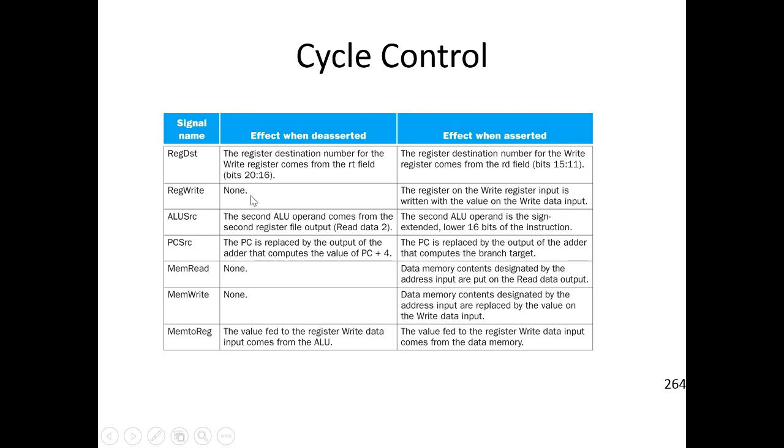All right. So for example, if register write is deasserted, then do nothing for register write. If it's asserted, the register on the write register input is written with the value on the write data input. So like we saw earlier in the register memory, you're going to assert the write wire, and whatever's on the data wire on the next clock cycle is going to be written to the register memory that those wires are connected to. You can pause and look through each of these or in the book.